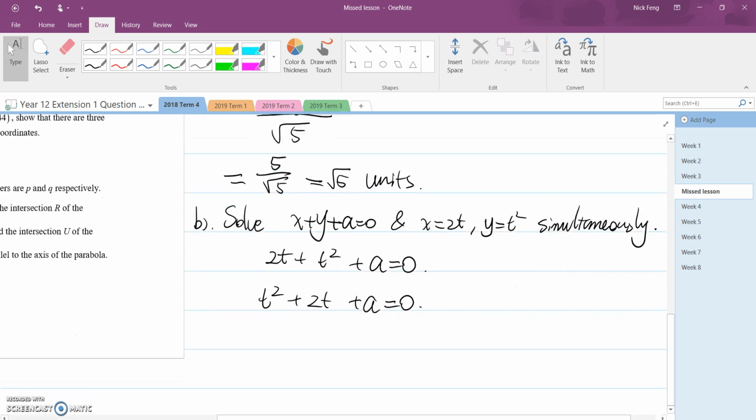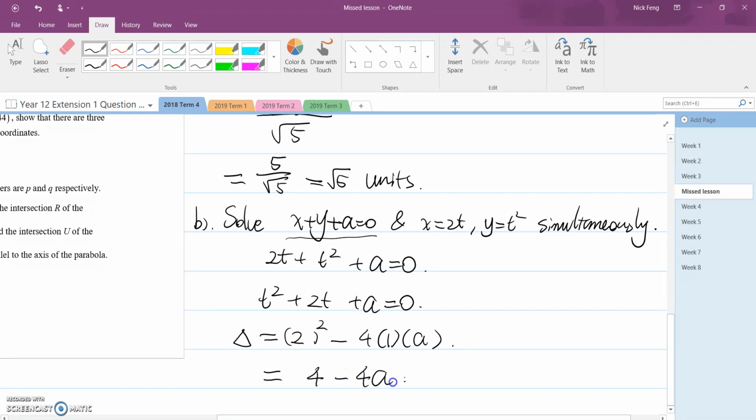So for this line to be a tangent to the parabola, there's only one intersection between this line and the parabola. Again, one intersection implies there's only one solution for this new simultaneous equation. One solution implies discriminant equals 0. First of all, we need to find the discriminant, which is b squared minus 4ac. That is 4 minus 4a.